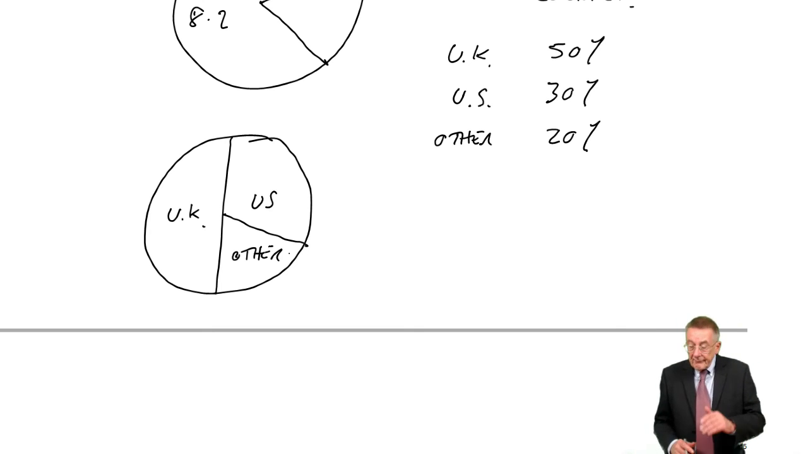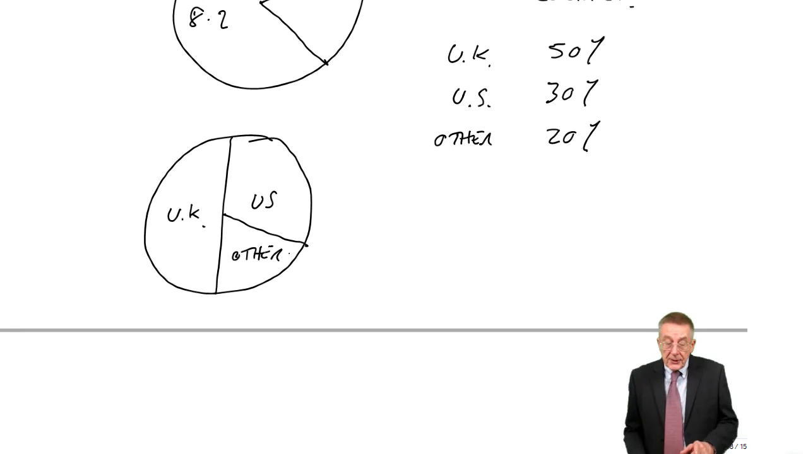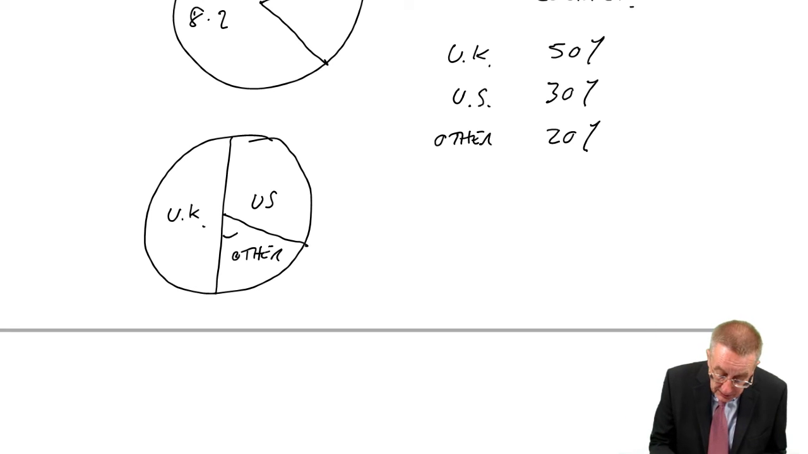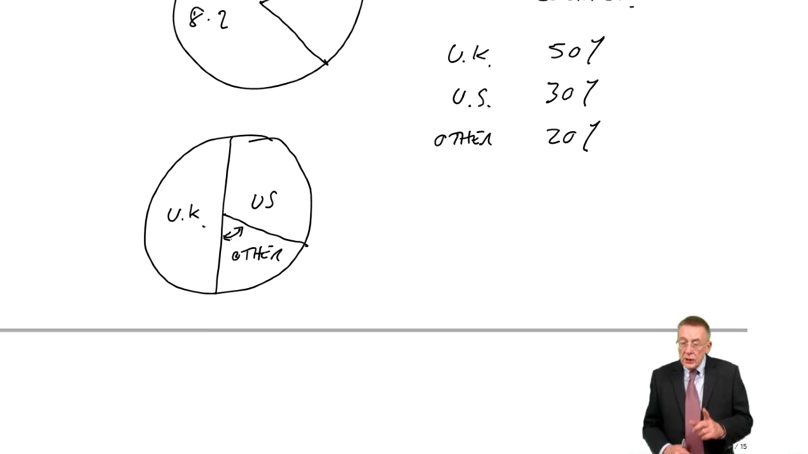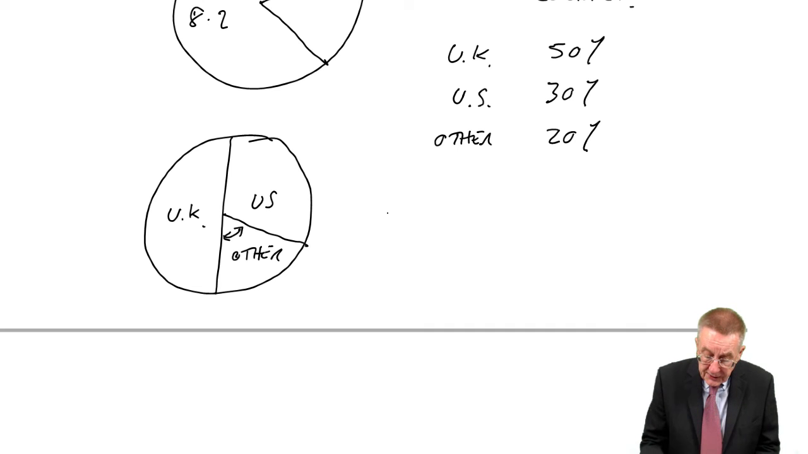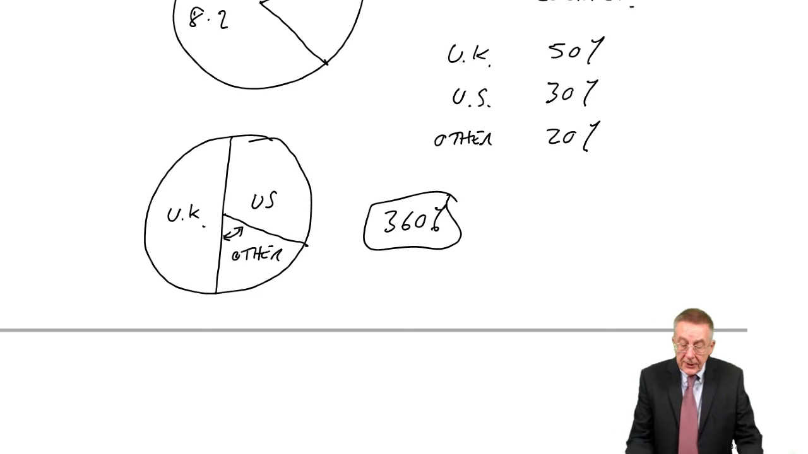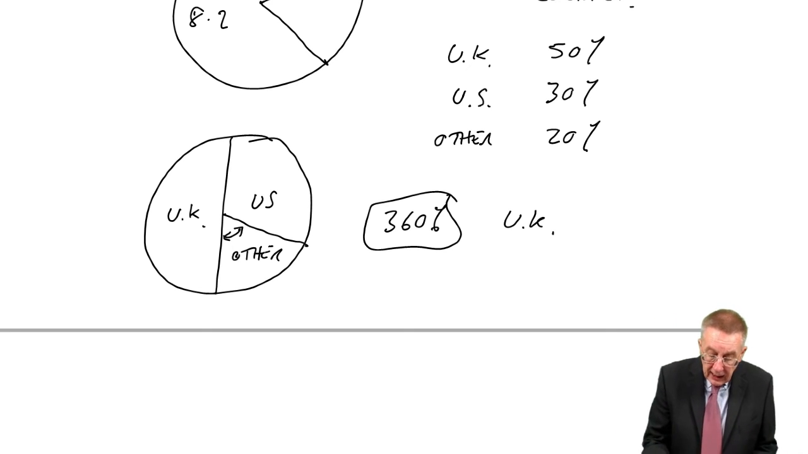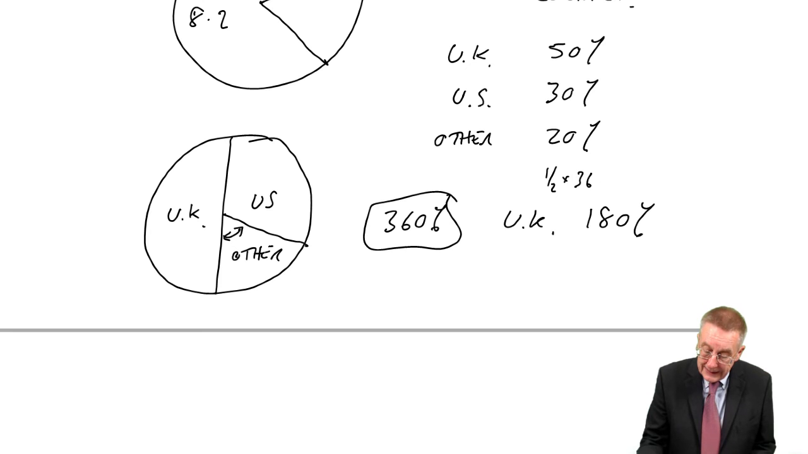Now, what I'm getting at is, although they can't ask you to draw it, what they could ask you for is the angle of the slice. Now, you should know from school that the total angle is 360 degrees, all the way around. And so how many degrees will the UK be? Well, they're half of it, which is going to be 180 degrees. Half of 360.